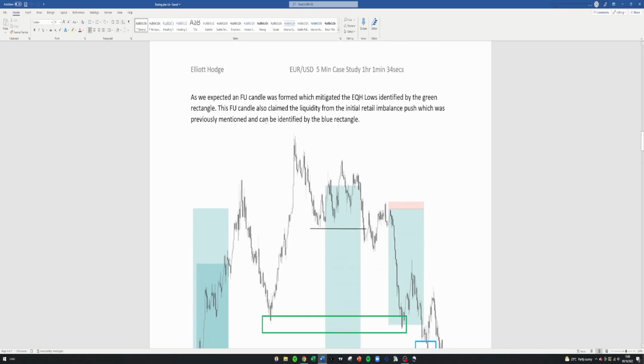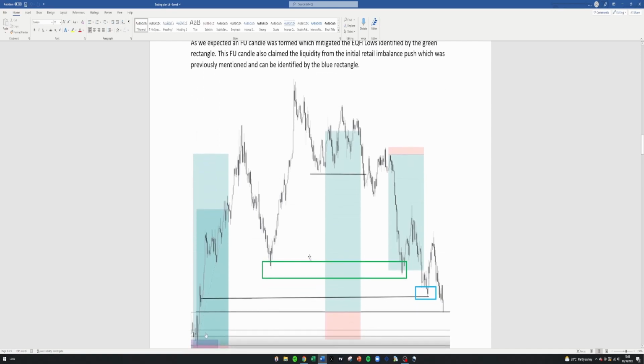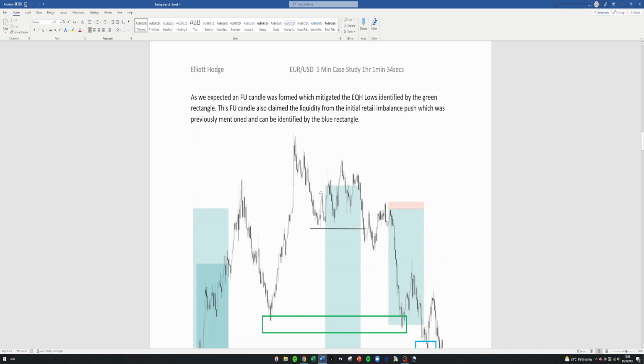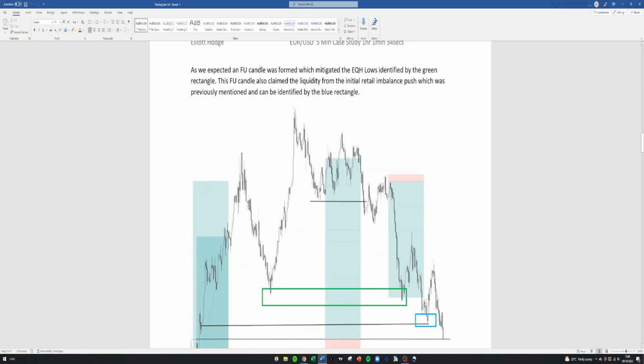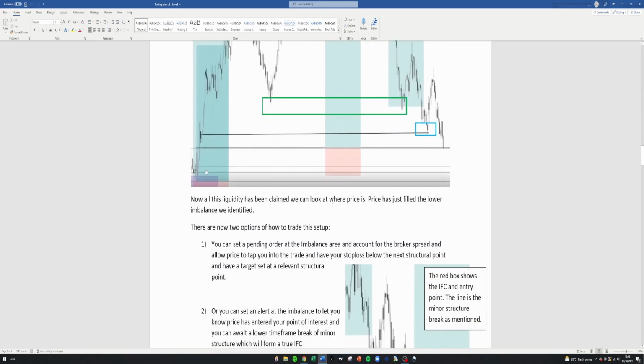As you can see, as we expected, the FU candle was formed, which mitigated the equal lows identified by the green rectangle. So we broke these lows. The liquidity was claimed from the initial retail push, which is what we expected, and that can be seen by the blue rectangle. Now all the liquidity has been claimed, we can look at where price actually is. Price has just filled the lower imbalance that we identified, which was where this black line was, 50% of it. Price has just filled that.